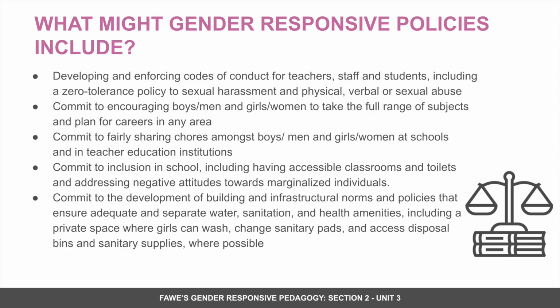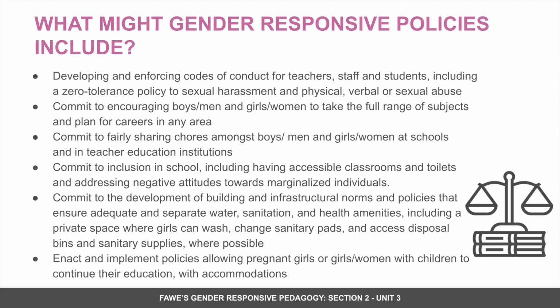Commit to the development of building and infrastructural norms and policies that ensure adequate and separate water, sanitation, and health amenities, including a private space where girls can wash, change sanitary pads, and access disposable bins and sanitary supplies where possible. Enact and implement policies allowing pregnant girls or girls and women with children to continue their education with accommodations.